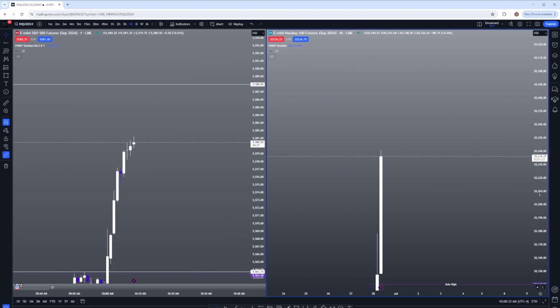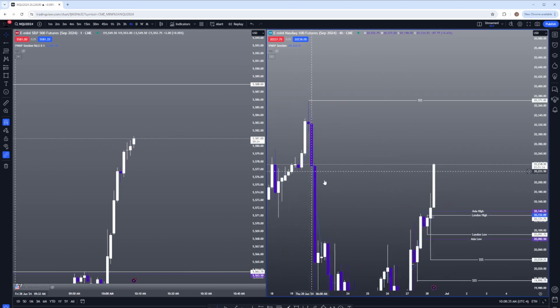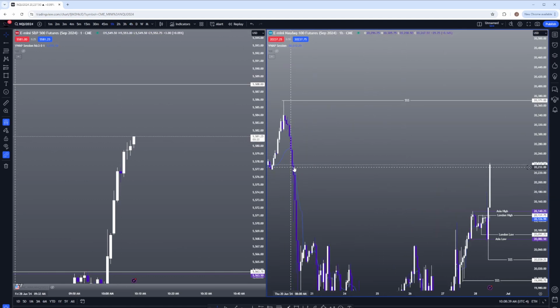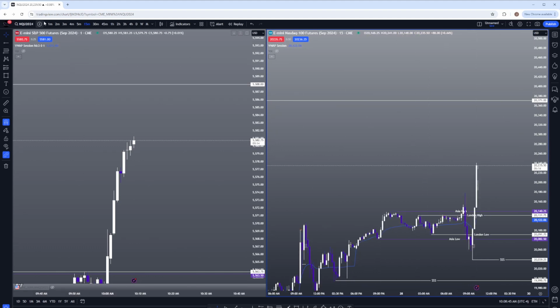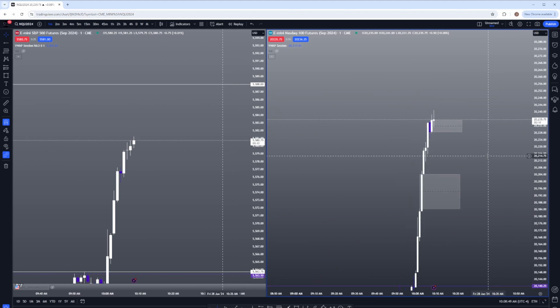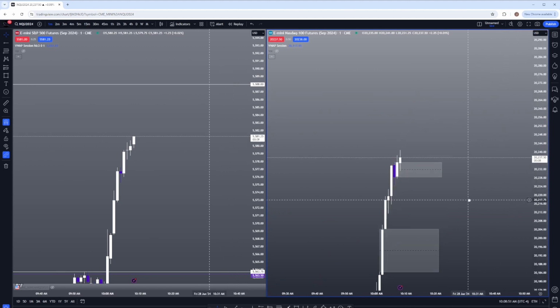Yes, so we have a lot of imbalances up here. We've got this 4 hour up top. We've got this 1 hour right here as well. So a lot of bearish imbalances, but with the strength we're showing right now, I'm not too worried about those bearish imbalances now that we've seen this crazy pump.